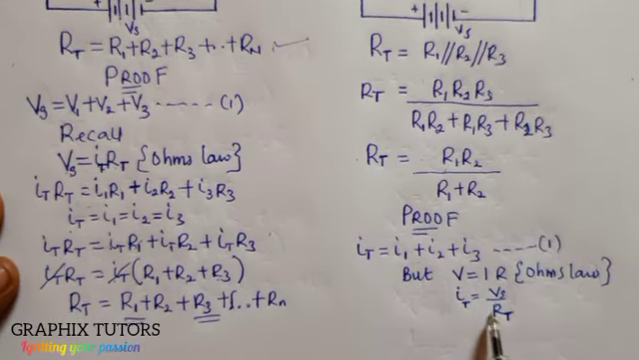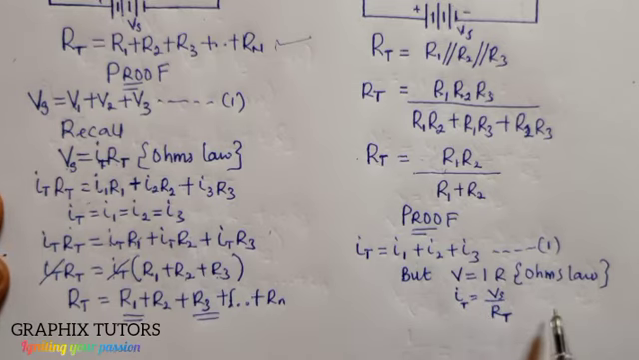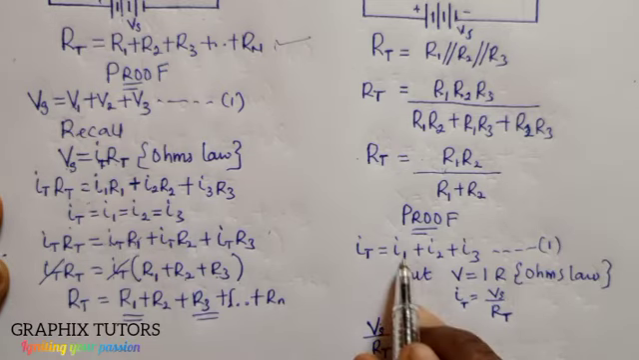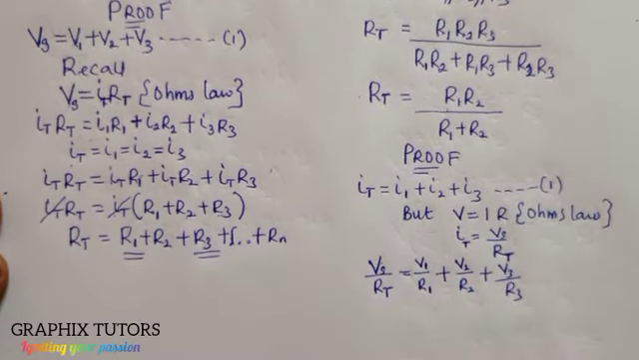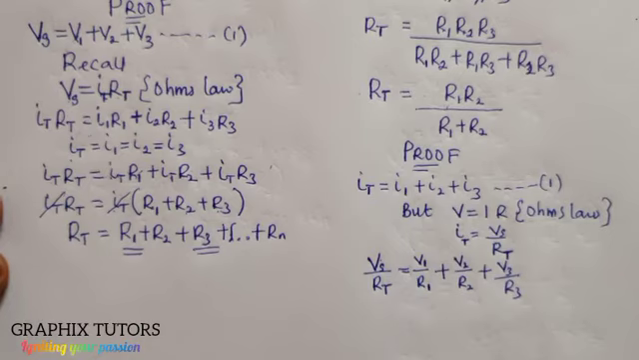So I'm going to substitute this value into equation 1 above. Anywhere I see I total, I'm going to have V supply, the voltage supply or the voltage source, over the R total, equals, since it's I1, V1 over R1, plus this I2 will be V2 over R2, plus this I3 gives us V3 over R3.